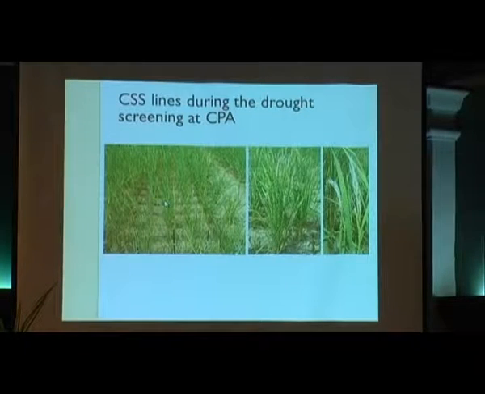So these are just some of the pictures that we had for the CSSL. Many lines actually show leaf rolling and some with white spikelets, panicles.